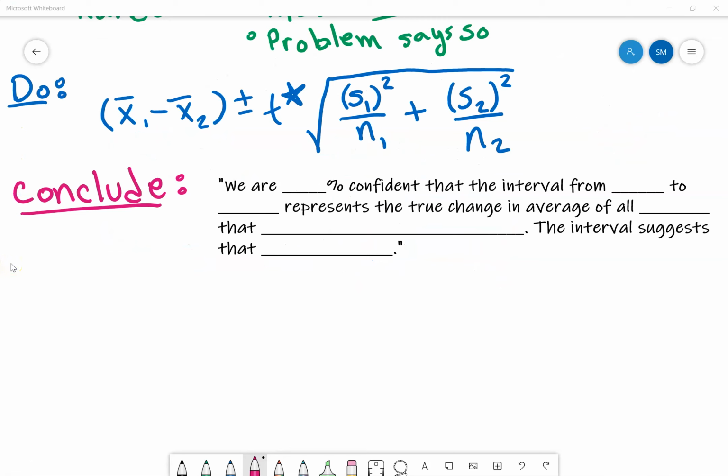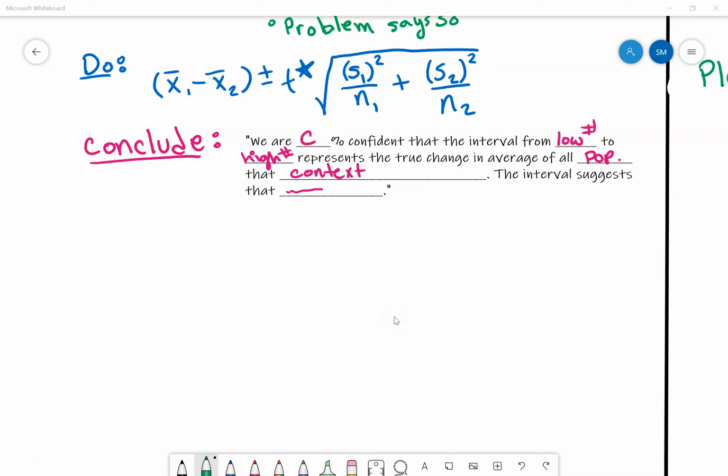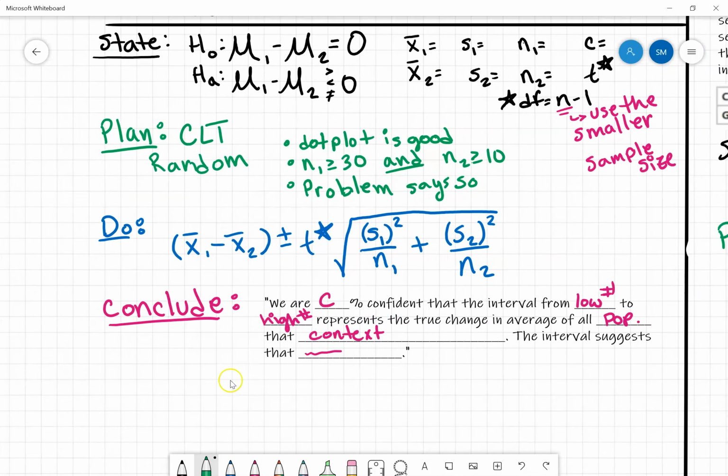And finally, we are going to conclude. We are going to say that we are C% confident that the interval from low number to high number represents the true average of all, and then talk about your population, and then your context. The interval suggests that, and then more information about your interval and what it actually represents, so actually interpreting your interval. In the next video, we're going to be looking at an example of how to do this.